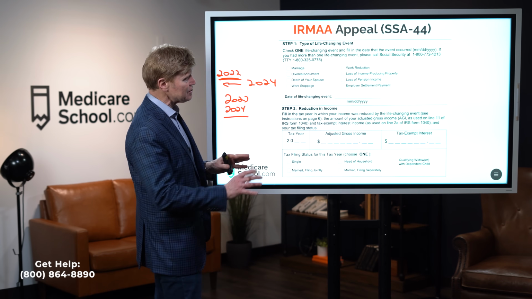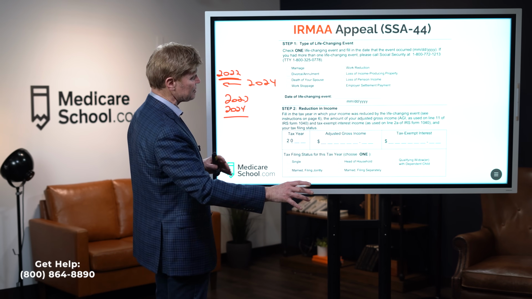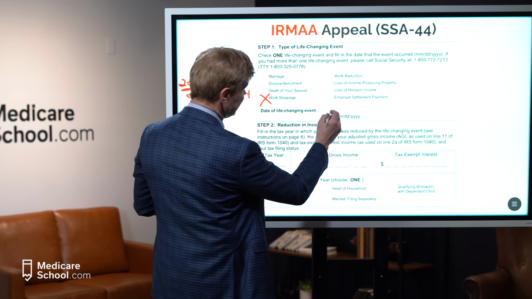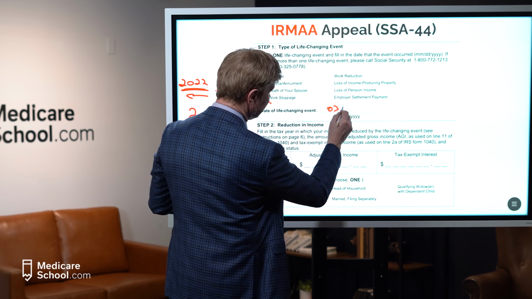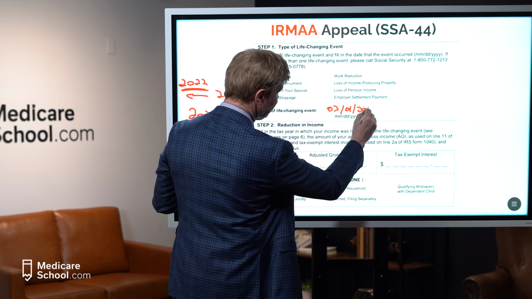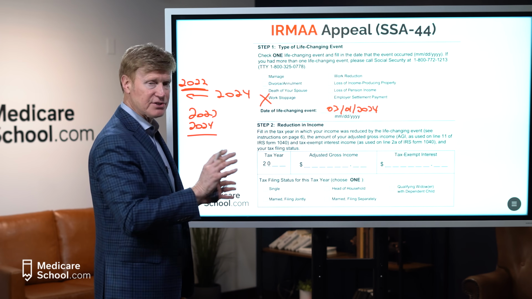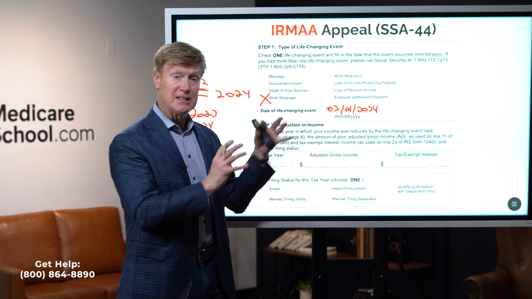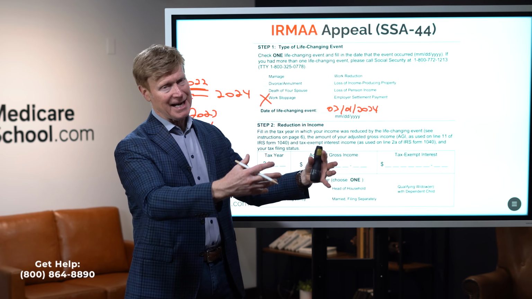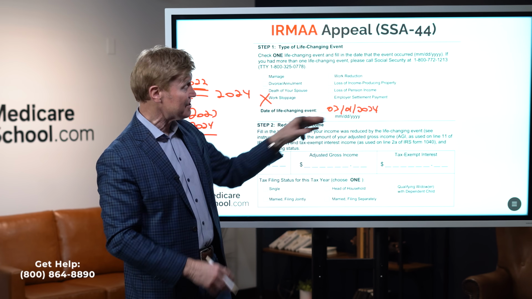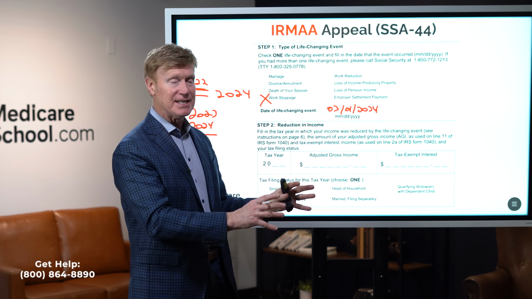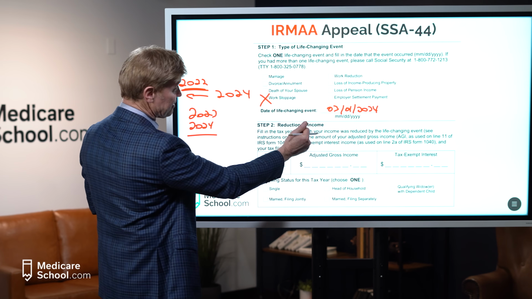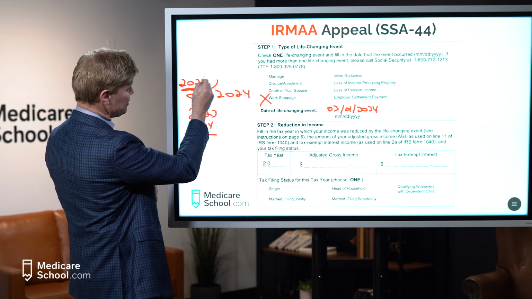And so the point of all this is we have to have 1 of 8 life-changing events. Let's just say we have work stoppage. We put the date in here. And so I put down here, I retired, 03/01/2024. Okay. And by the way, this can't be something in the future. This had to be something in the past, because you may change your mind. So you're not going to win an appeal unless this life-changing event has actually happened and you attest to it or actually prove it. So when I have this life-changing event, they're looking back naturally at 2022.